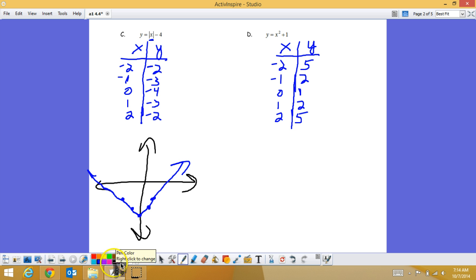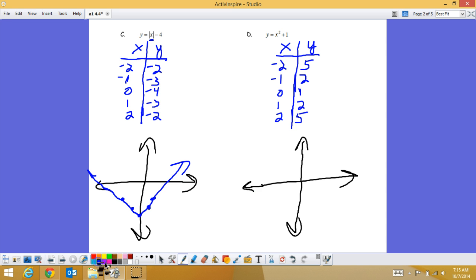Now, you'll see the same thing kind of happening with the absolute value. However, it is a little bit different with this one. This one we call a quadratic function, and we are going to be working a lot with quadratic functions later on. So in plotting these points, -2, 5, we'll put about up here, -1, 2, down here, and 0, 1. And then we've got 1, 2, and 2, 5.